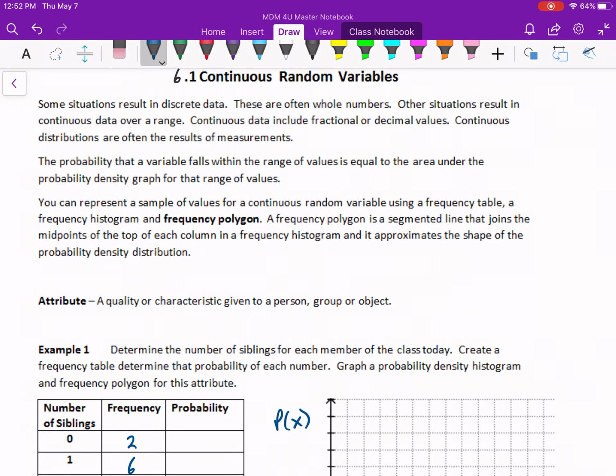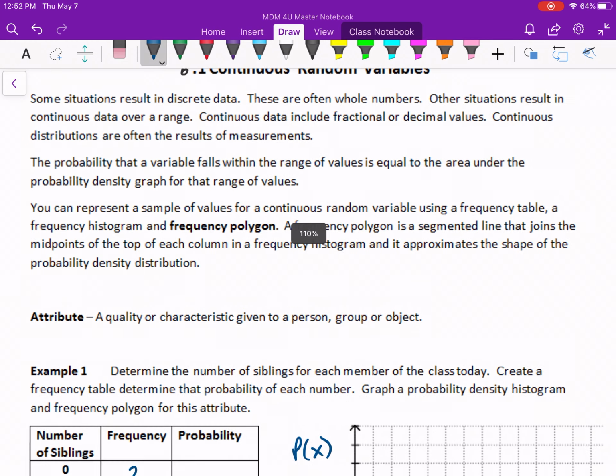In this unit, we are going to continue looking at single variable statistics. However, the last time we looked at single variable statistics, we were looking at discrete variables. Now we're going to look at what's called continuous random variables. So let's just look at the introduction.